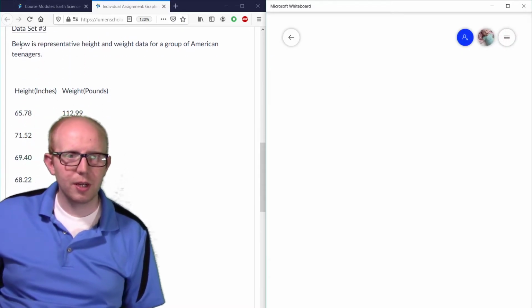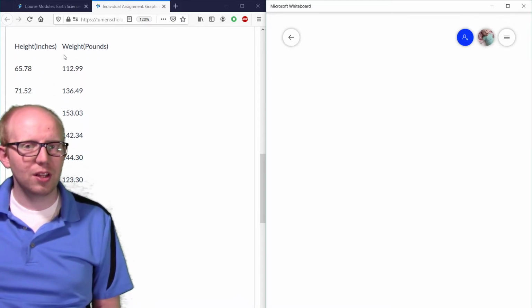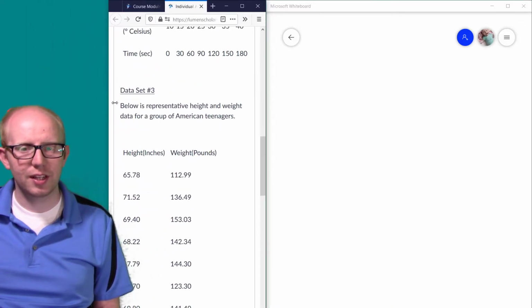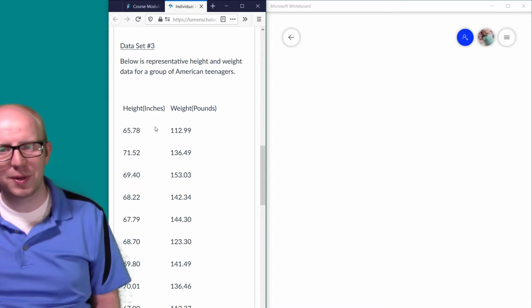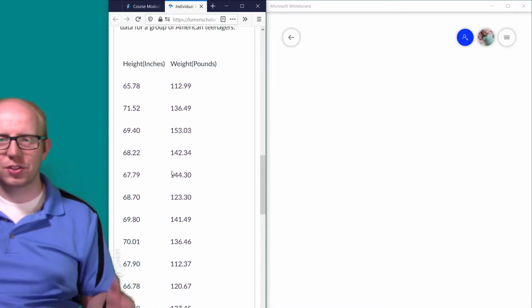So data set 3, below is represented height and weight of data for a group of American teenagers. So you have this big long list of height and weight. I'm going to move my screen a little bit so we can see those better. It's height in inches, weight in pounds. A bunch of just gathered data.